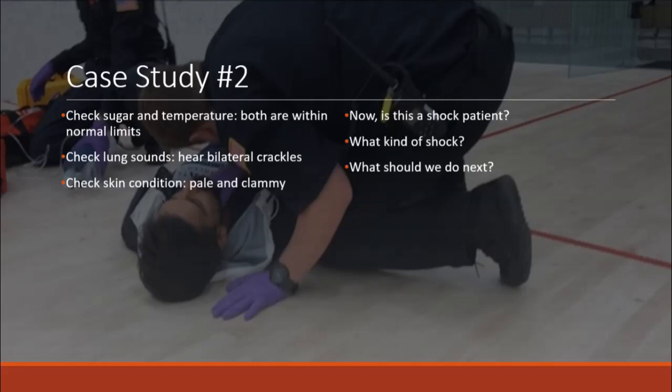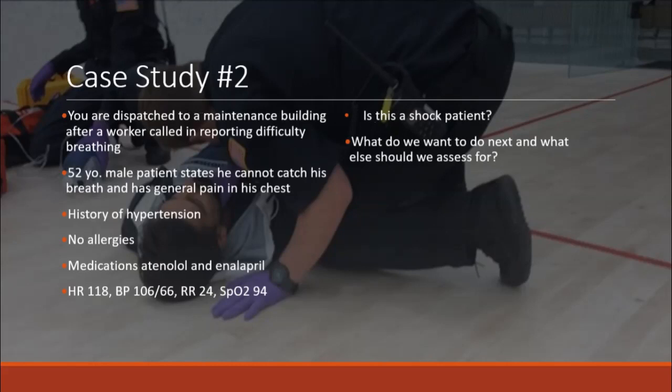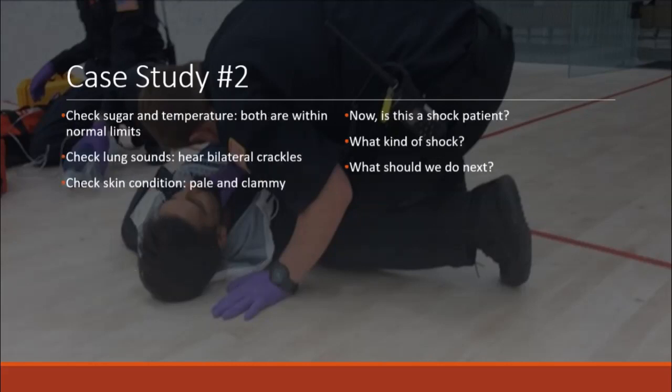Now, does this appear to be a shock patient? Well, pretty much everything is pointing that way. What kind of shock would it be? That's going to be probably cardiogenic shock. We've got chest pain. We've got a cardiac history. We've got crackles in both lungs. Heart rate's high, respiratory's high, and BP is looking a little low as well, and SpO2 is a little concerning also. So everything's not looking too good for this guy. He's probably on his way into decompensated shock.